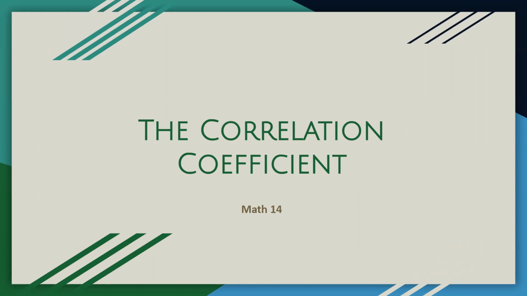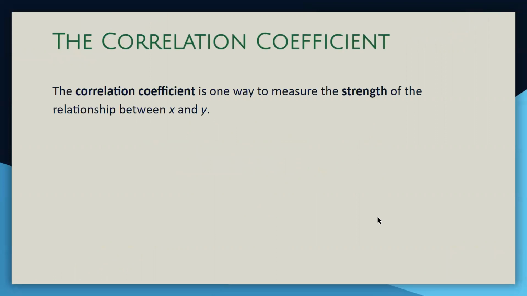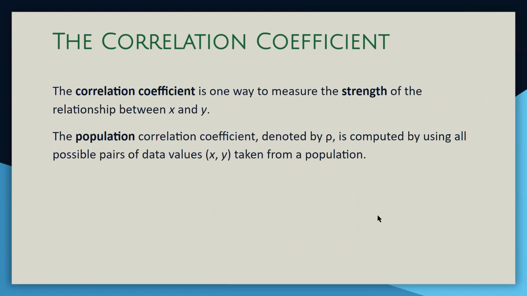We're going to talk about the correlation coefficient. The correlation coefficient is one way to measure the strength of the relationship between X and Y.